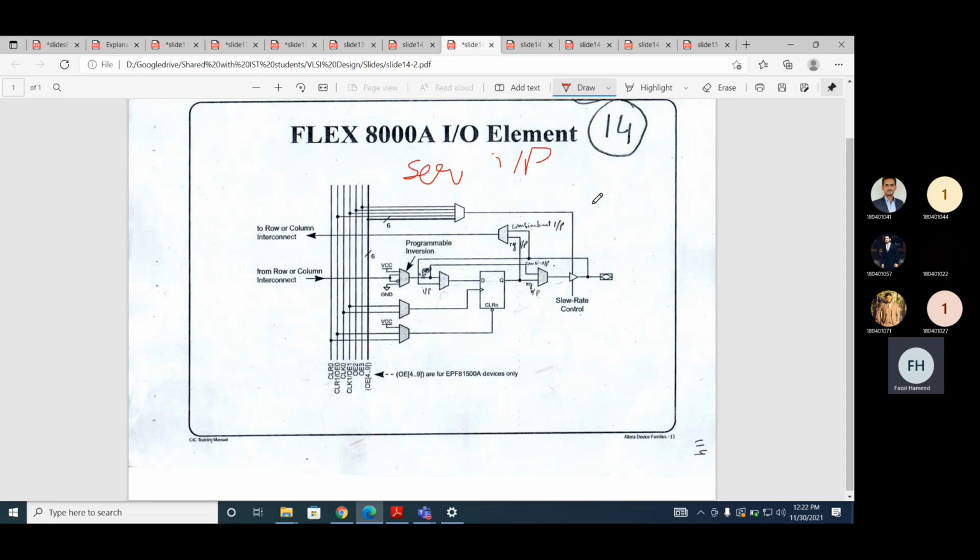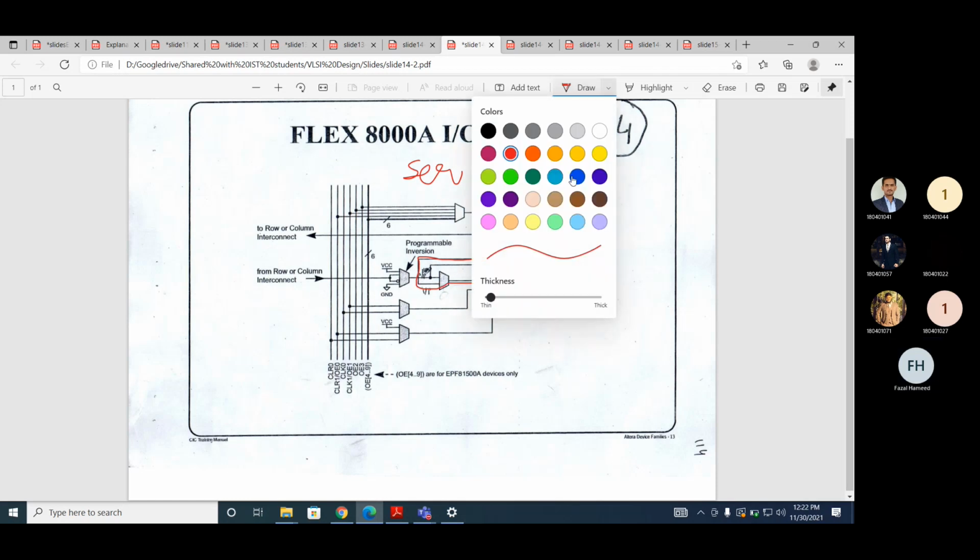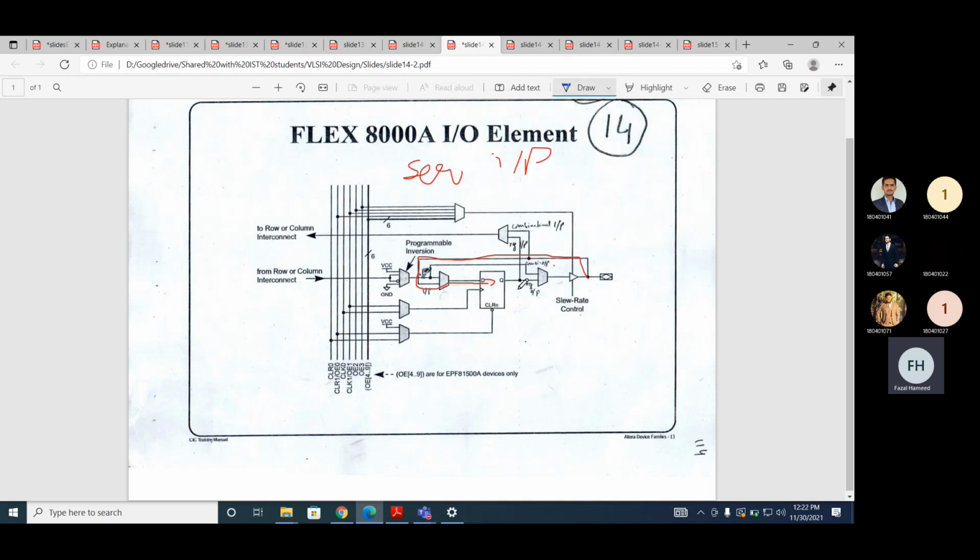Input. How can we go through sequential output? Here we'll go to the flip flop. We'll go from here, then now we will go from the chip pin. We'll go to the flip flop, and then the output of the flip-flop will go to the same multiplexer.